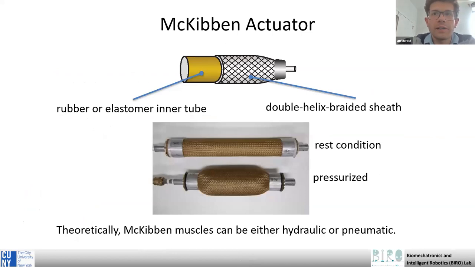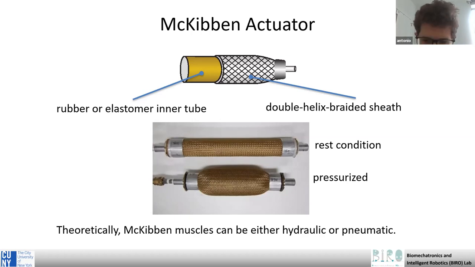But the most popular type of fluidic elastomer actuator is the so-called McKibben actuator that was designed for the first time in the 1960s. It is made of two main components. One is the rubber or elastomer inner tube, and the other is a double helix braided sheet, so that when pressurized, it contracts longitudinally.